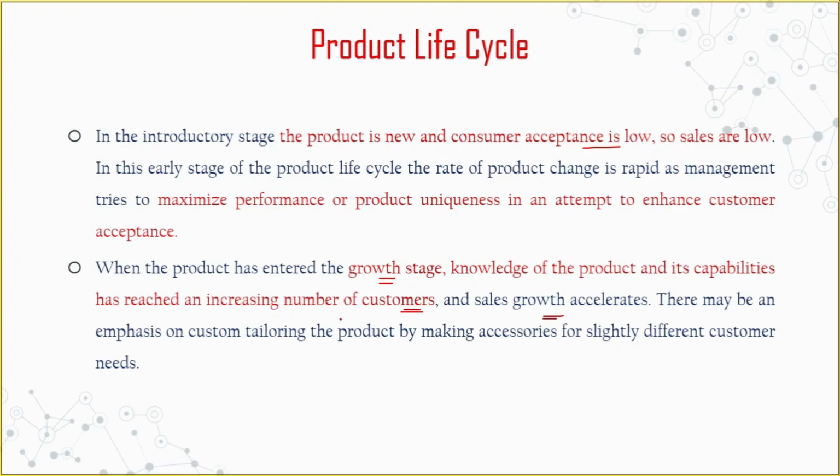So there may be an emphasis on custom tailoring the product by making accessories for slightly different customer needs. Once people know about your product, you can customize it to fulfill their requirements. If people are saying the product is very good and they want it in a different flavor or different versions, then you can start thinking in the growth stage. That is your second stage.